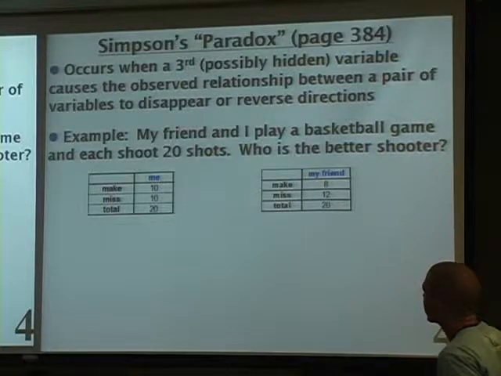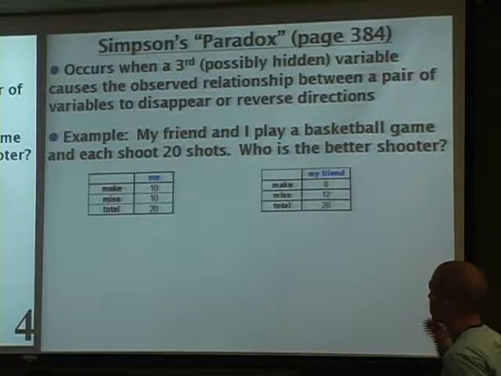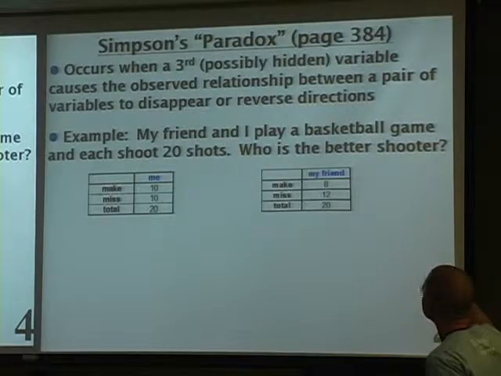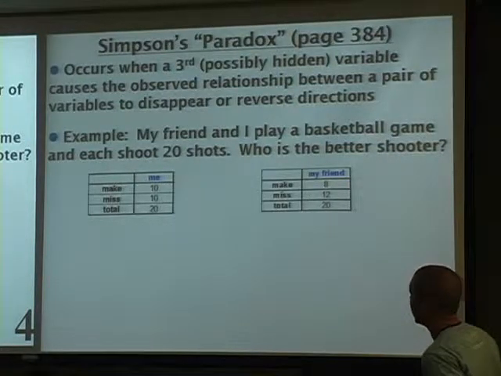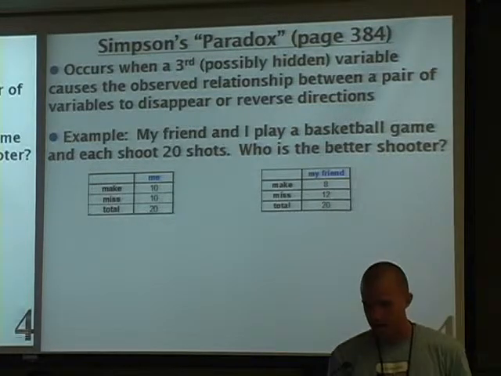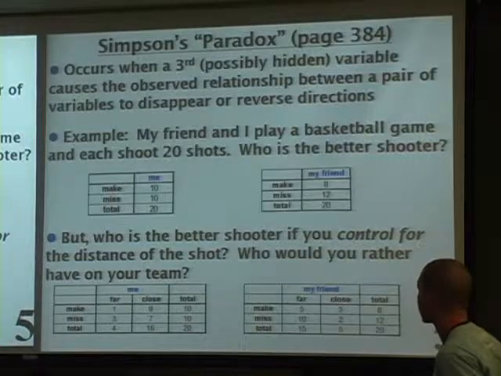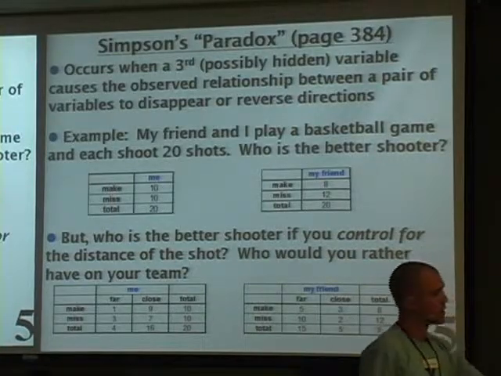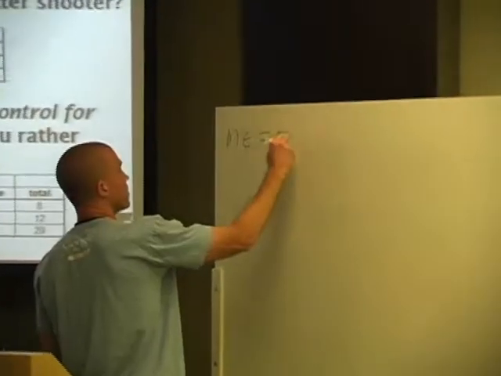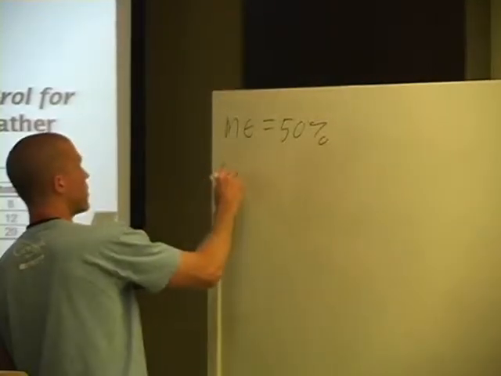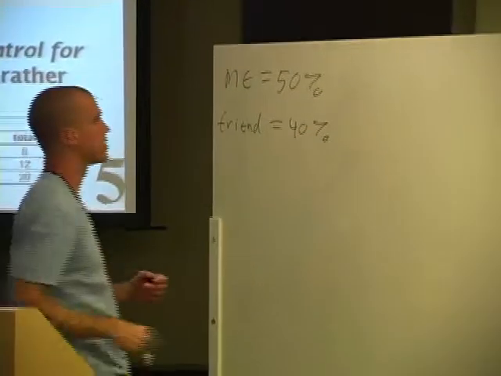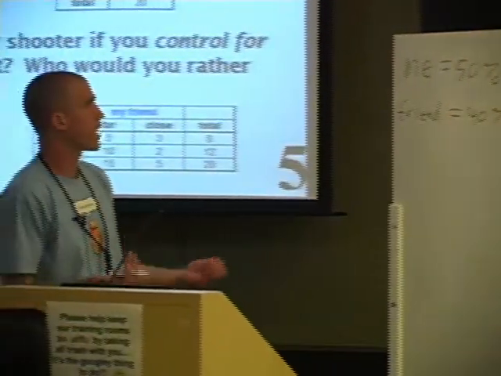However, if I'm putting a person into the game to take a specific shot, if who is the better shooter means who is the better shooter for a specific shot, then really I should control the data for the type of shot. The type of shot in this data was whether the shot was far or close. Remember, in aggregate I'm a 50% shooter and my friend was a 40% shooter. So when we're left to our own devices to pick and shoot our own shot, I make a higher percentage.